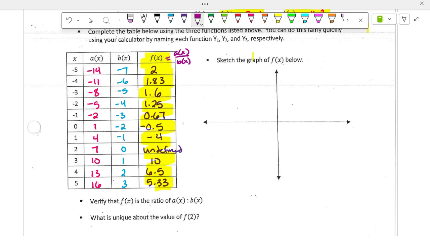So look at when x is -5. What's a of x equal to at x equals -5? -14. What's b of x equal to? If I do negative 14 divided by negative 7, do I get positive 2? Yeah. If I keep going down, do negative 11 divided by negative 6 in your calculator and see if you get 1.83 and it repeats.